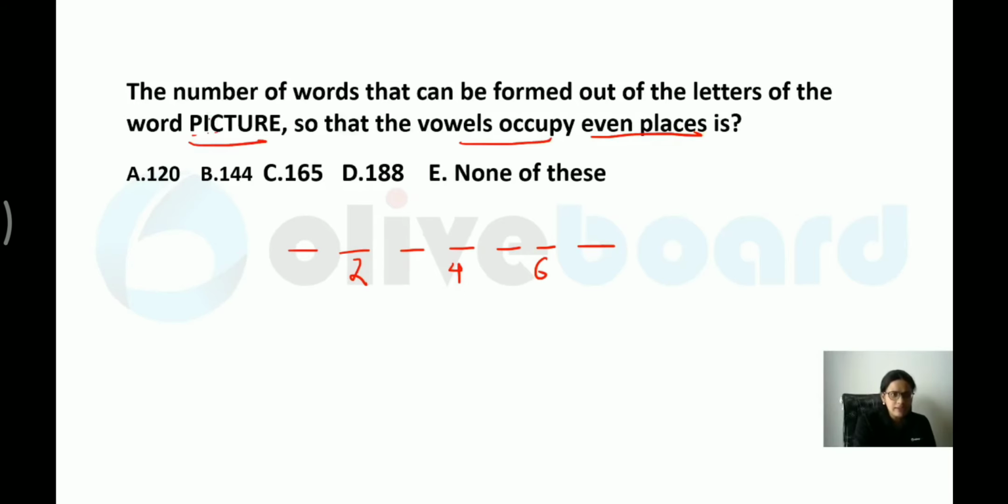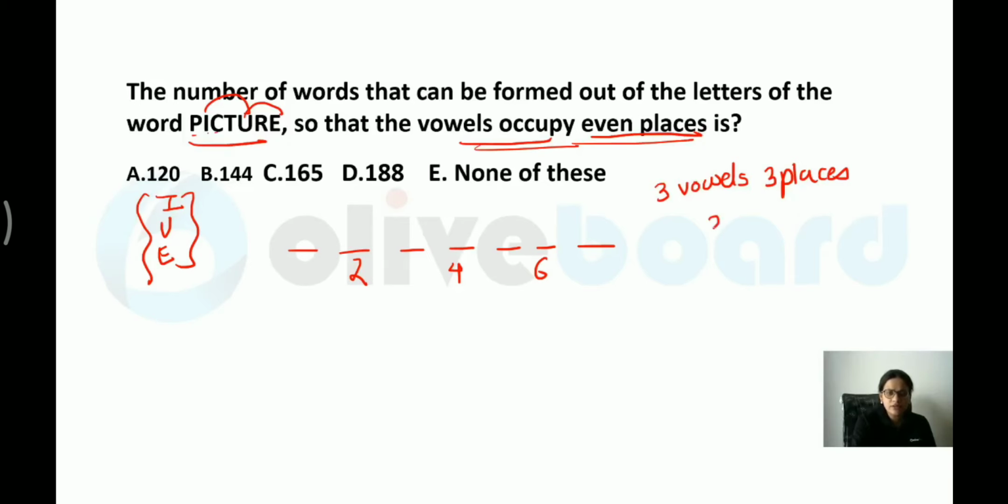How many vowels are present over here? I is a vowel, U is a vowel and E is a vowel. These are the only vowels: I, U, E. Are you getting it? Now you have to arrange them at the even places. So how many vowels? 3 vowels. And how many even places? 3 places. Okay, so 3 vowels at 3 places over here. How will you arrange this? 3 places and 3 vowels. So the number of ways will become 3 factorial over here.